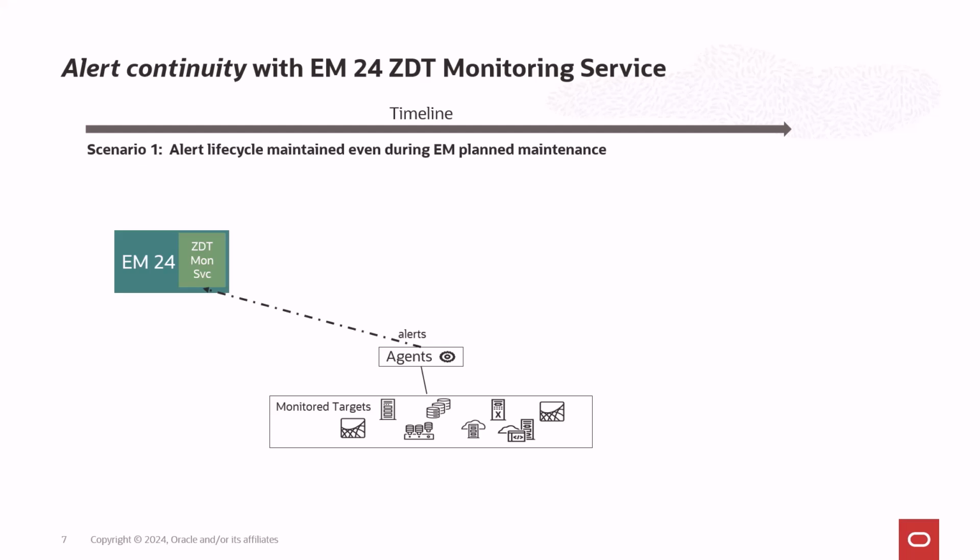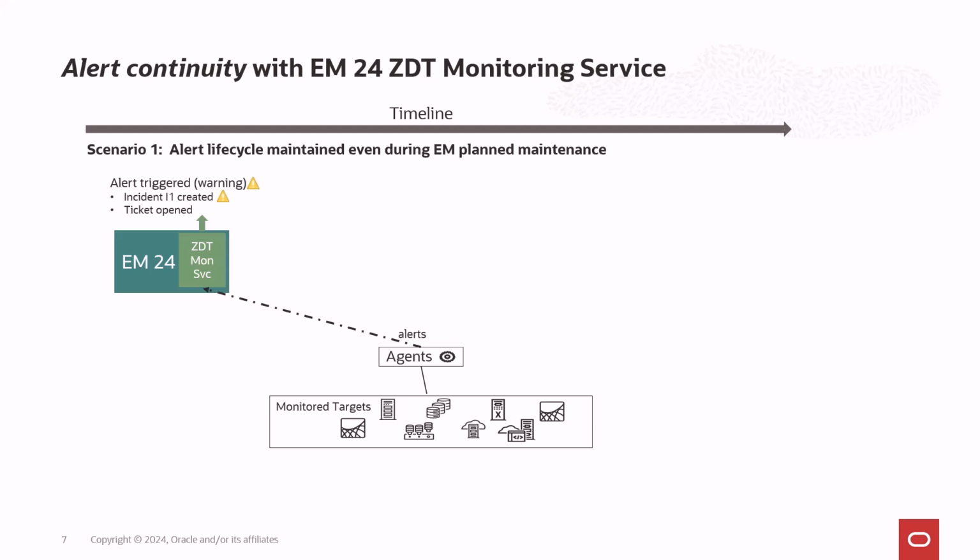Now let's see how we provide alert continuity with the ZDT monitoring service. This means the life cycle of an alert is maintained even during EM planned maintenance. Let's walk through an example. Let's say we have an alert triggered at warning severity. An incident is created and a ticket is opened for this alert.